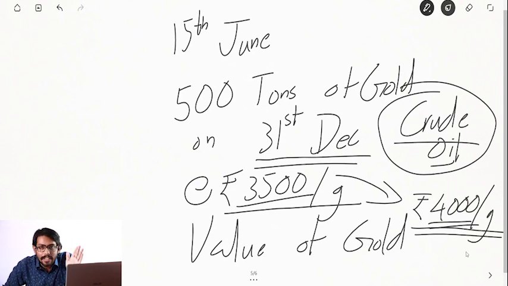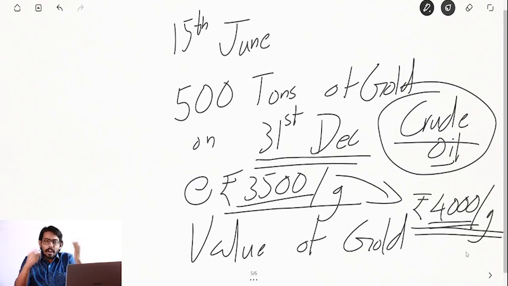Okay, what happens on non-delivery? On delivery basis, you are getting the gold, you have to pay 3500. If you are actually going to use the gold, that is fine. For your daughter's wedding or for whatever crazy reason, you are going to use the gold, that is fine. But if you are a jeweler, if you are a trader, buying the gold and then reselling it, then non-delivery works for you.